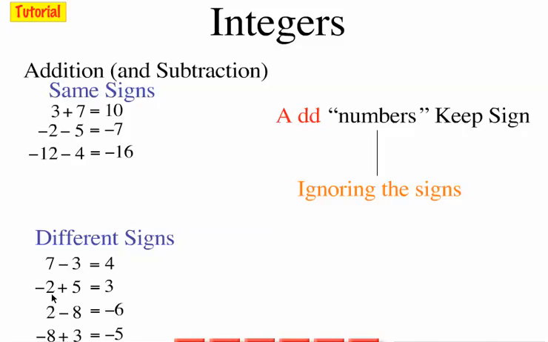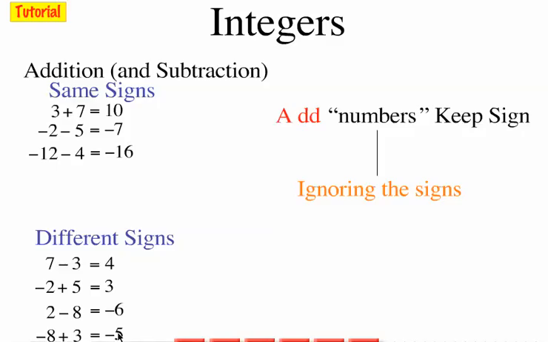So in each case, I'm ignoring the signs. I take the larger number, take away the smaller one. 7 take away 3. 5 take away 2 is 3. 8 take away 2 is 6. 8 take away 3 is 5. Okay? And then, let's see how we get the sign. 7 is bigger than 3, and 7 is positive, and we get a positive result. 5 is bigger than 2, 5 is positive, we got a positive result. 8 is bigger than 2, the 8 is negative, we got a negative result. The 8's bigger than 3, the 8's negative, we got a negative result.